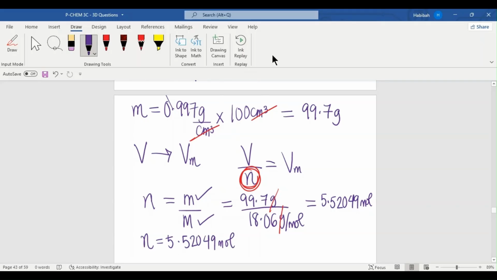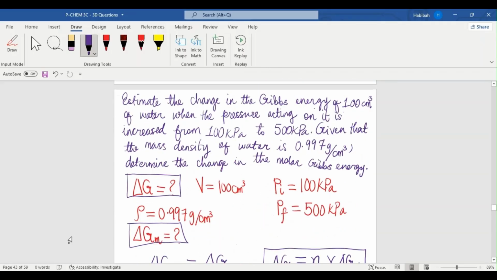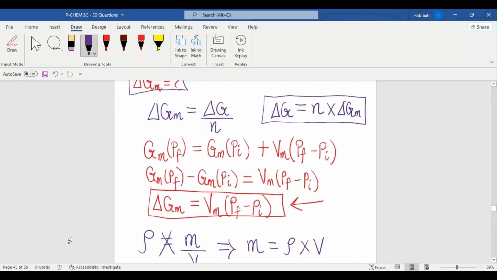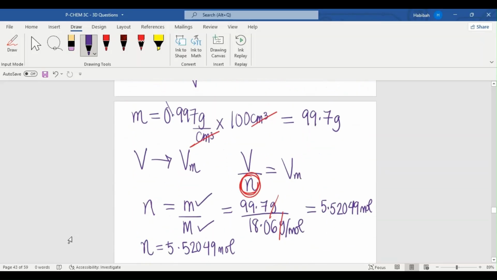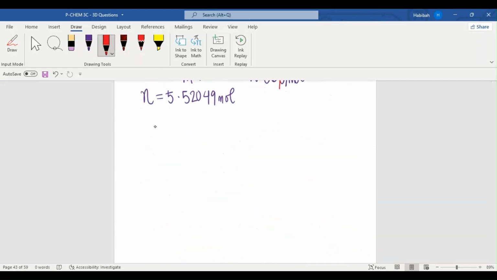Now, the work is not even close to being done, right? Because this question would actually require a much more complex solution, but not difficult, just a little bit more complex. So rewriting our formula, let me rewrite it here so I don't have to go back and forth. We know the change in molar Gibbs energy is what? The molar volume multiplied by P final minus P initial.